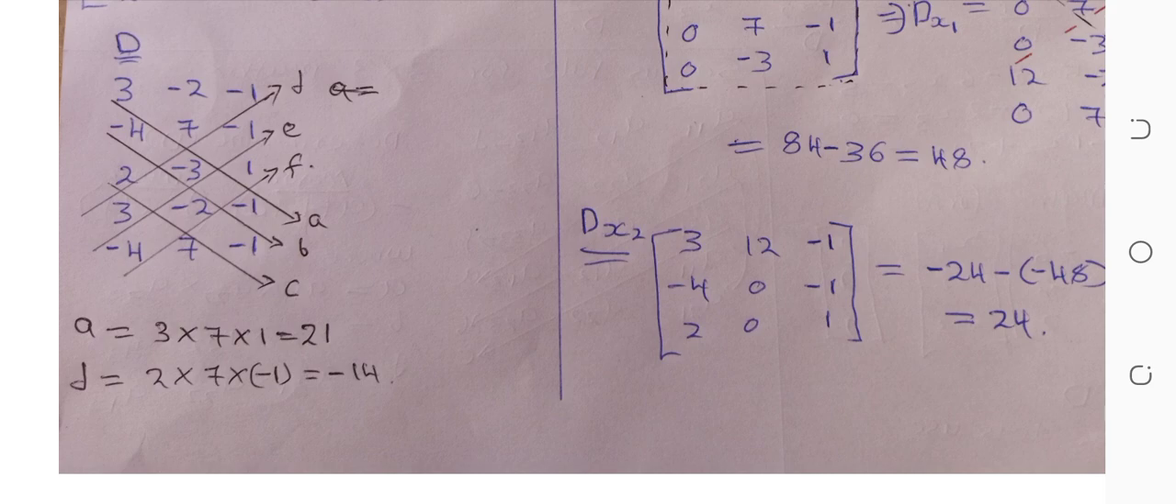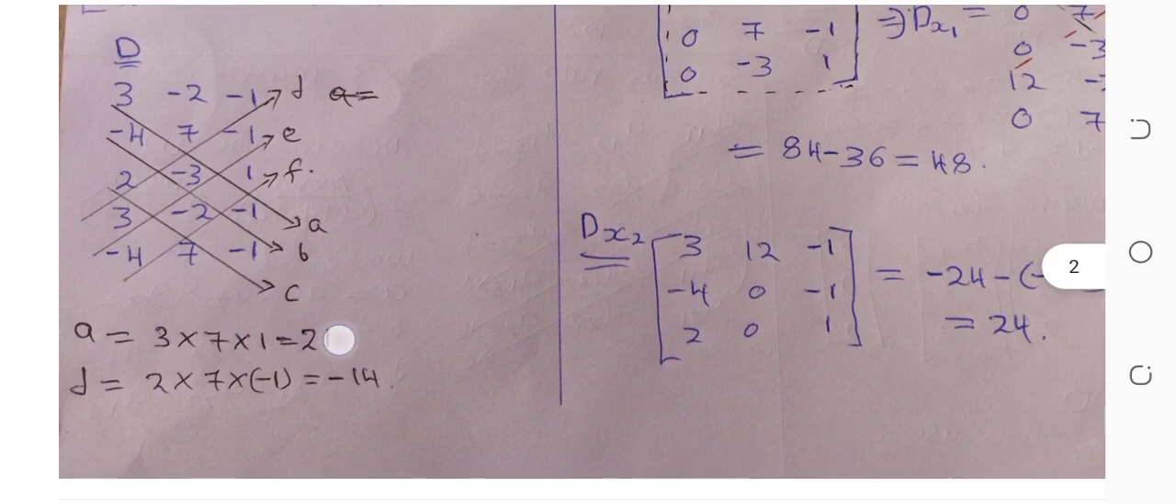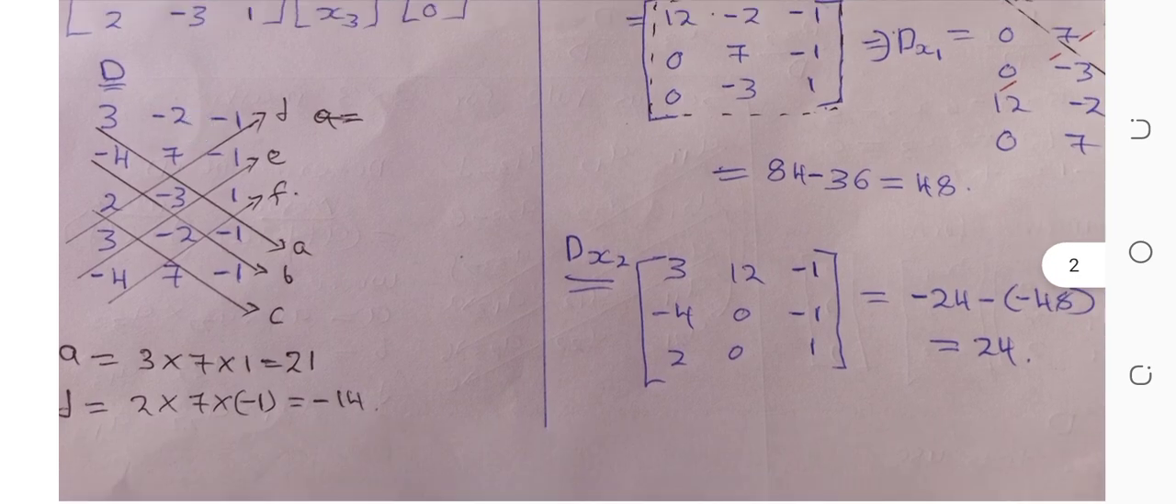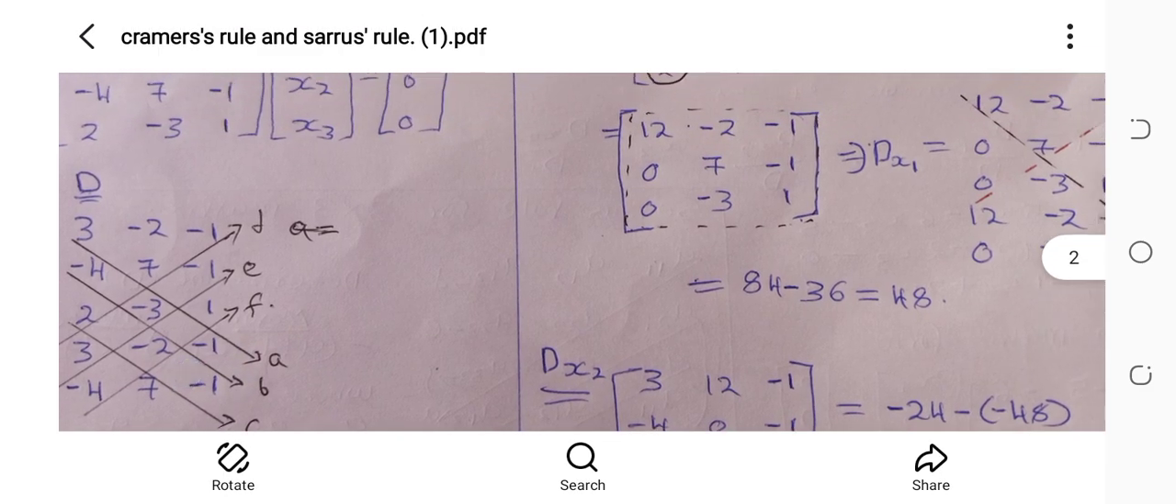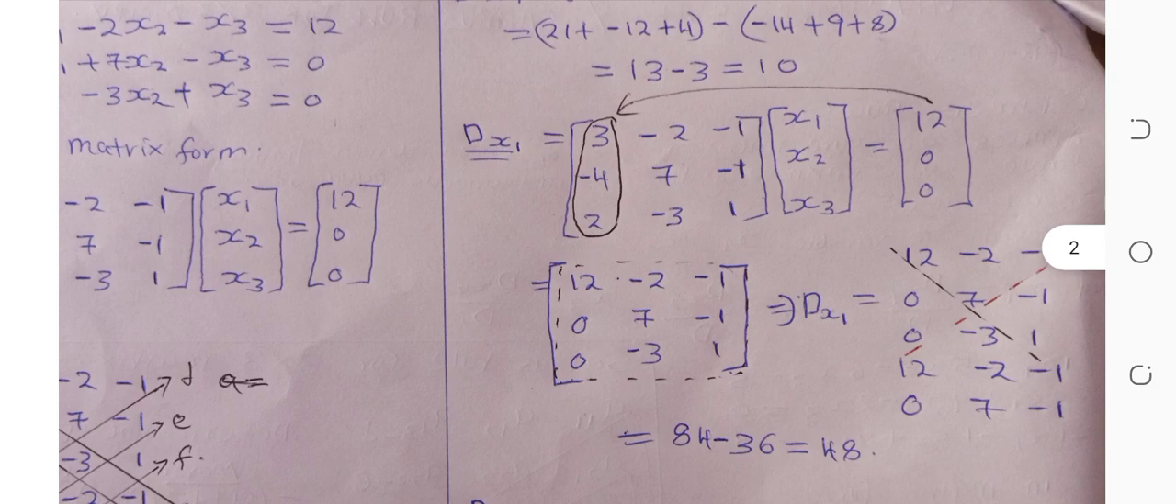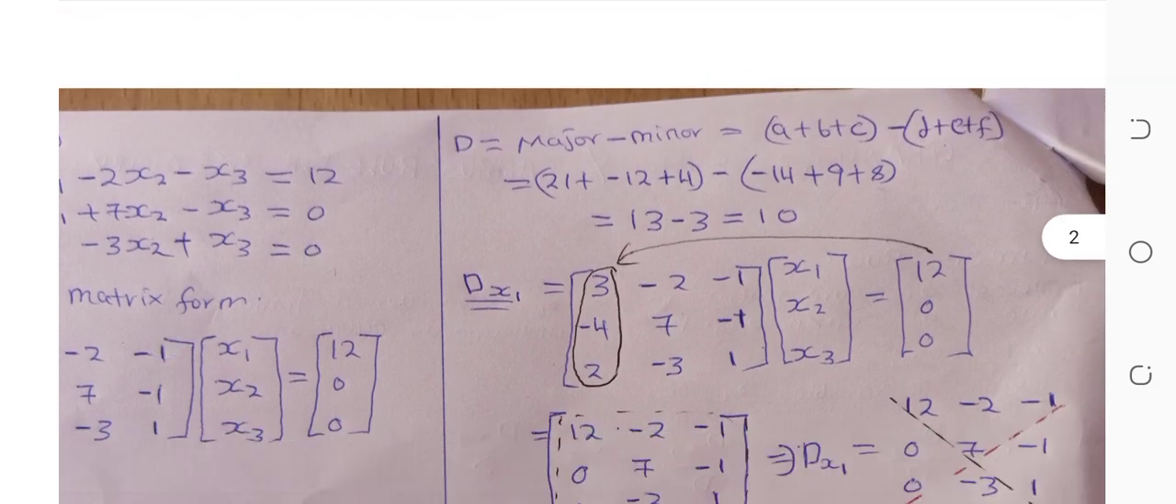So our A, we have this one over here, from this point: 3, 7, and 1. Then we have our D, the minor diagonal. We call them minor diagonals. So we have 2 times 7 times -1, as you can see here, which gives us -14. So we come back here.